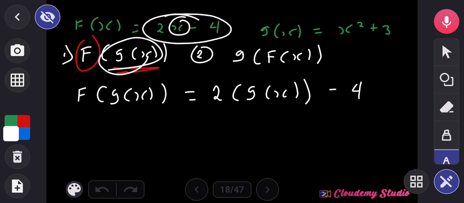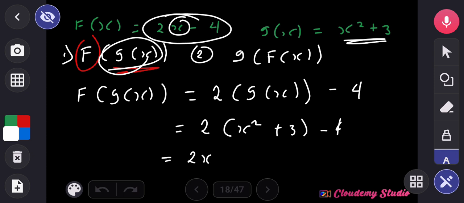So which means it is now going to be 2 times, what's our g of x? x squared plus 3. That is 2 into bracket x squared plus 3, minus 4. If you open the bracket now, you're going to have 2x squared plus 6 minus 4, and 6 minus 4 equals 2. That means our answer is 2x squared plus 2, and this is our answer.